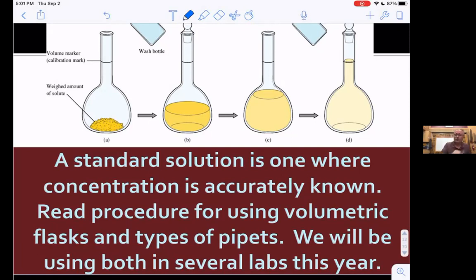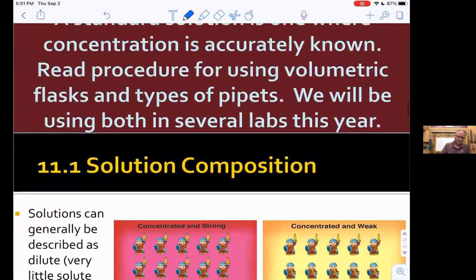We could have put 125 milliliters in here and added up to the etch line with distilled water. You want to swirl while you do it, but it's okay to just say add water to the etched line. But like I said, we'll be doing this again later in the year. We'll do some with solids and we'll do some with solutions. And a volumetric flask is absolutely the best way to do this, as it is most accurate.